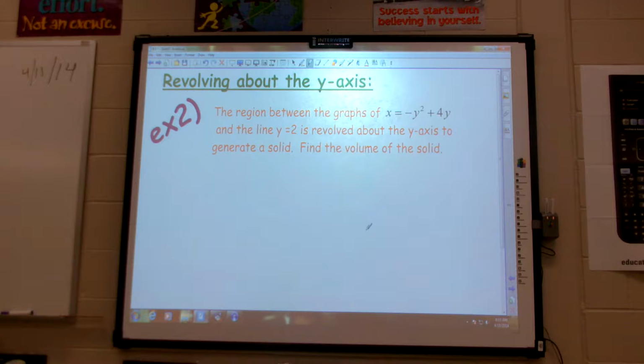Try a y-axis. These are a little tougher for some people. So we want the region between the graphs x equals negative y squared plus 4y, and the line y equals 2.